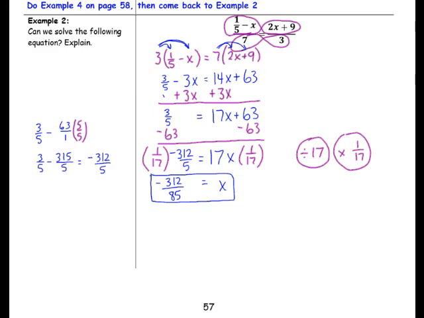If you used your calculator, you may have gotten an answer of negative 3 and 57/85. And that would be the answer in simplest form as a mixed number, which is also correct.